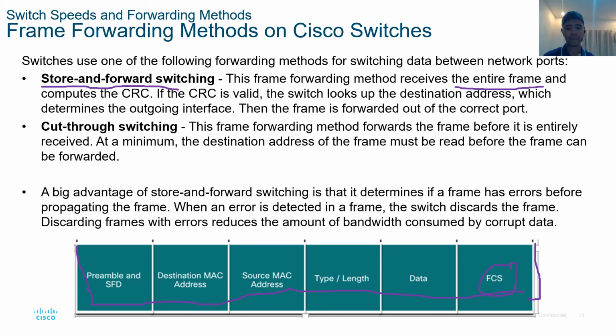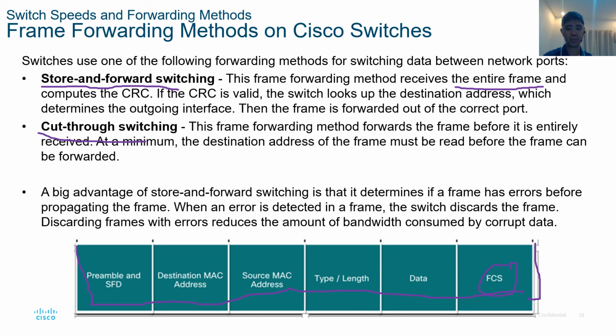But one big disadvantage that store and forward has is high latency. The delay is high. The time to travel from PC A to PC B is high. So that's why there's another method, which is cut through.